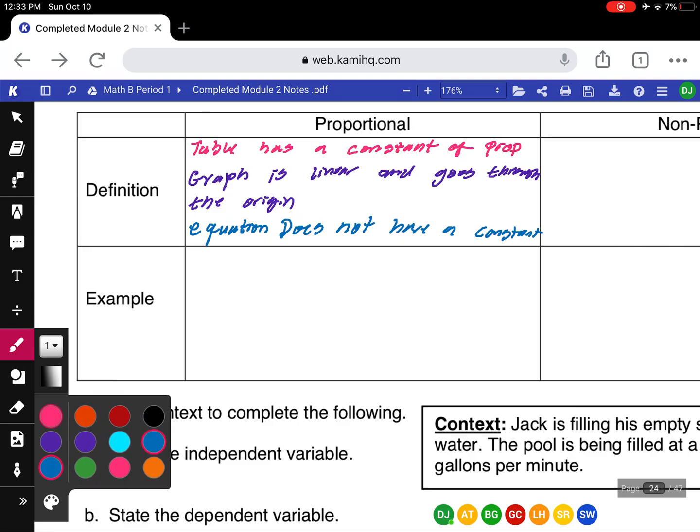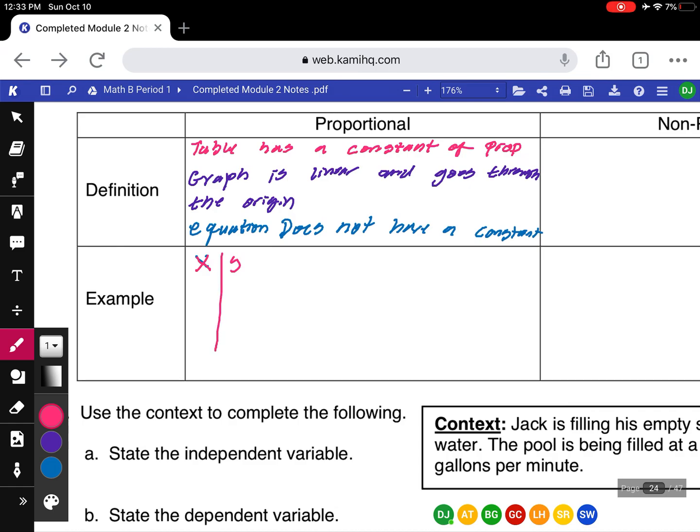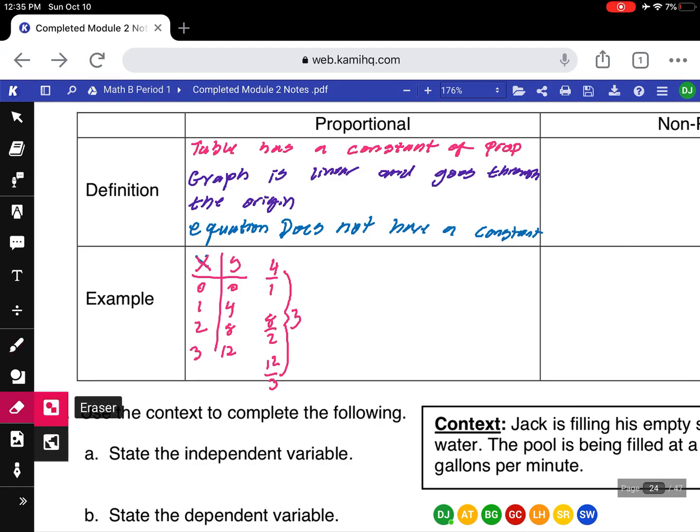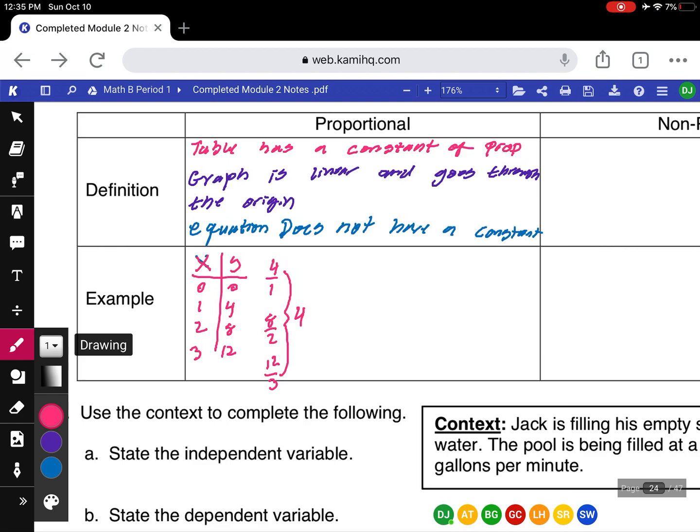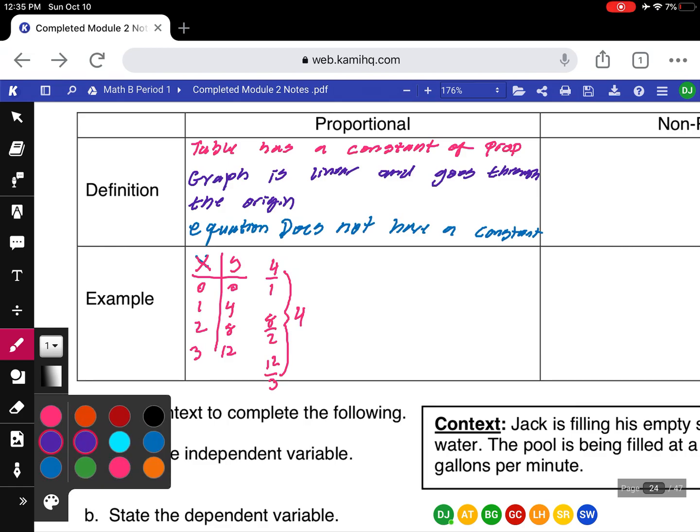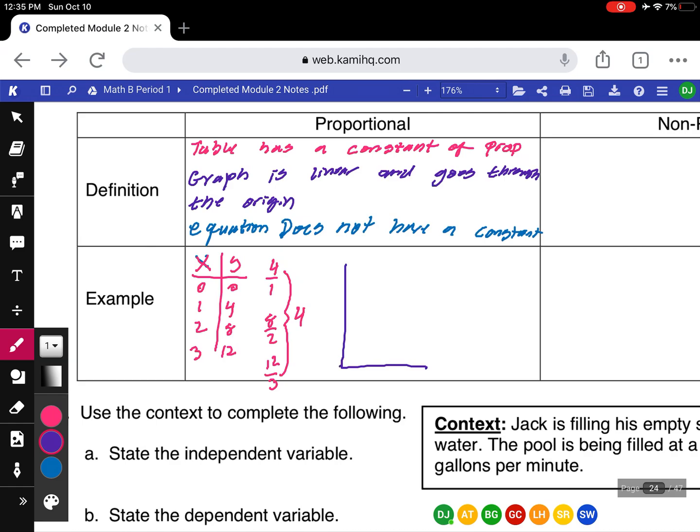So examples from that: if we looked at a table like x and y, and if I had numbers like 0, 0, 1, 4, 2, 8, 3, 12, and I looked at the ratio of the numbers that do not have 0 in the denominator, such as 4 over 1, 8 over 2, 12 over 3, all of those simplify to 4, so it does have a constant of proportionality. The next one would be the graph. It's a linear graph, and it goes through the origin.